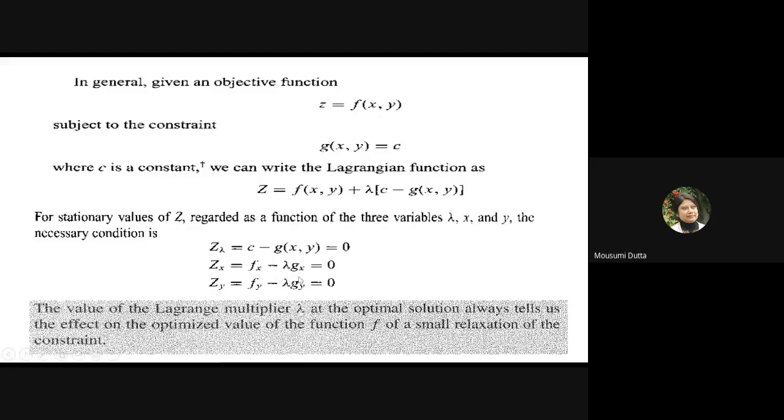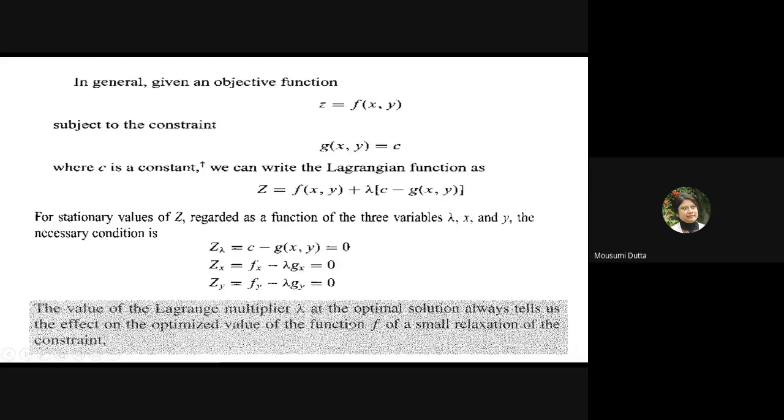So if you combine these two equations, fx is equal to lambda gx, fy is equal to lambda gy, so fx by fy will be equal to gx by gy. That will be the new equation: fx by fy is equal to gx by gy. That equation will be solved with this constraint.